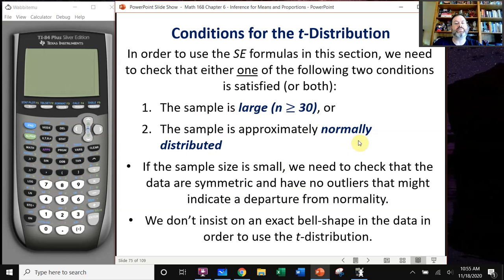So how do we check approximately normal? Well, basically, we talked about this earlier in the class in Chapter 2 when we started looking at dot plots and histograms. And we said, how do we know if something's normal? Well, at the time we just called it bell-shaped, right? How do we know if something's bell-shaped? Well, it just has to be approximately bell-shaped. We don't insist on an exact bell shape in order to use a t-distribution. It just has to be close.